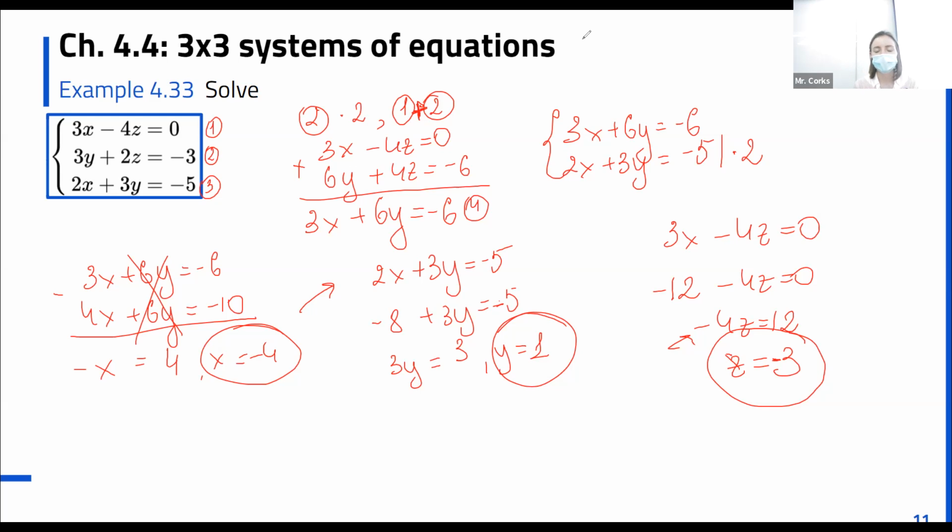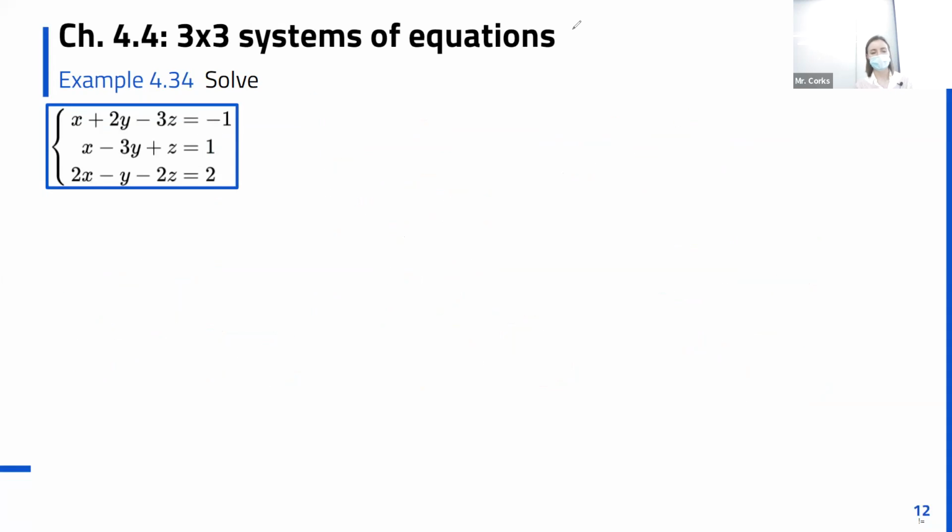Okay, you can take a screenshot if you're not done yet. And we will continue. Here, the same, we need to solve a system of equations 3 by 3.